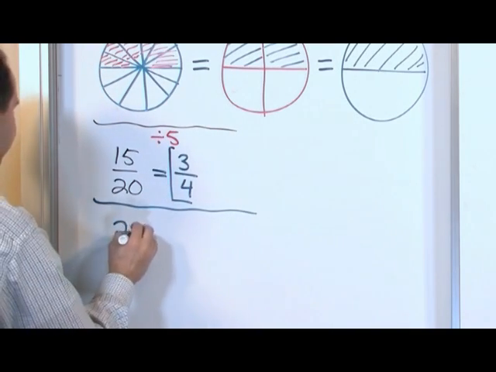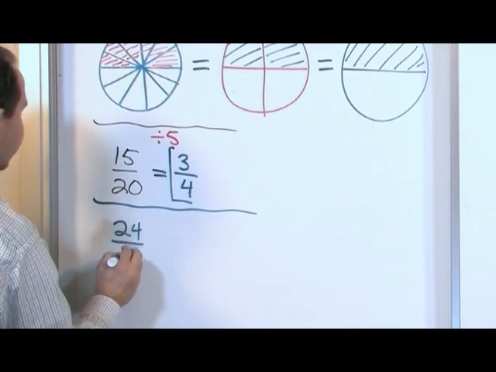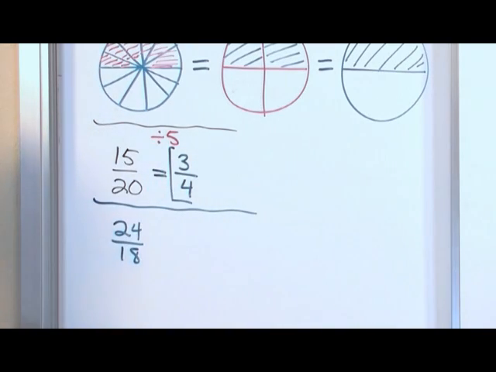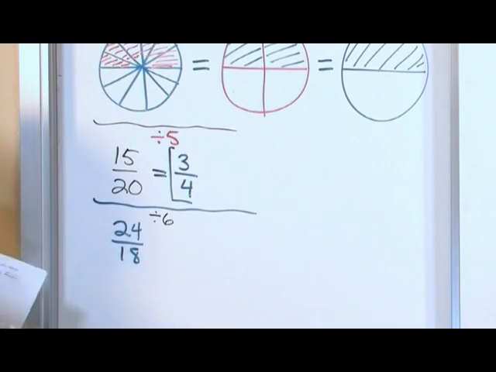What if I have 24 18ths? So let's say 24 18ths of a pizza. What numbers do you think of when you think of 24 and 18? You might come up with something different. I think of 6. I know I can divide by 6.